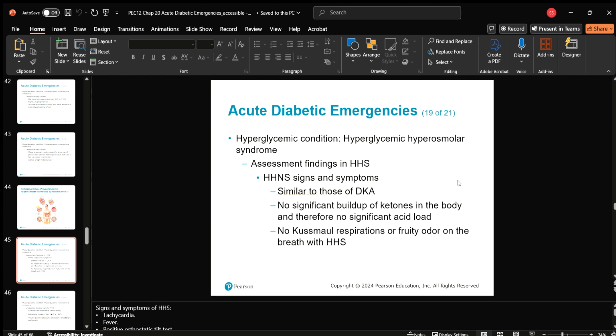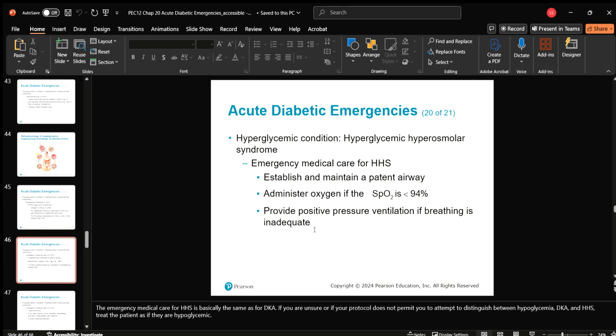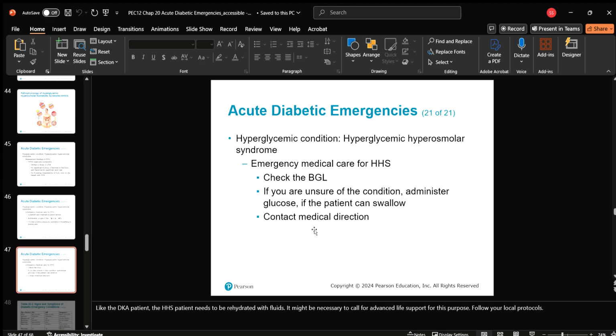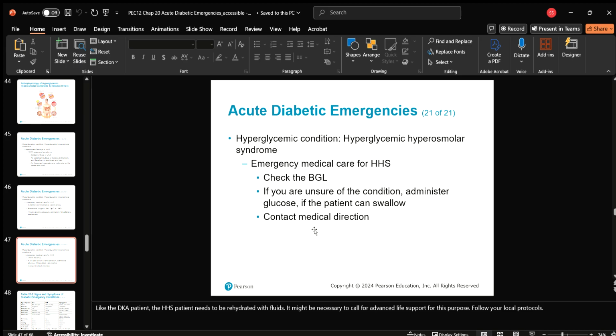So with HHS, there's no buildup of ketones in the body. There's no buildup of ketones. That means we're not going to have that fruity odor. And Kussmaul respirations, what's the definition again? Rapid and deep respirations. Make sure they have a patent airway, provide O2, and get them out of there. Frequently check their glucose level.